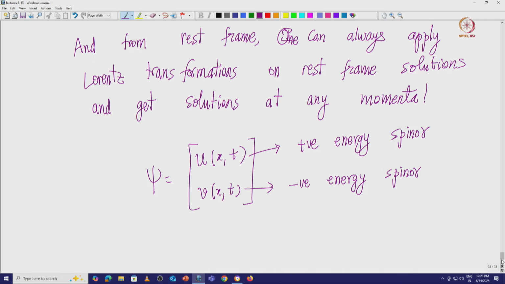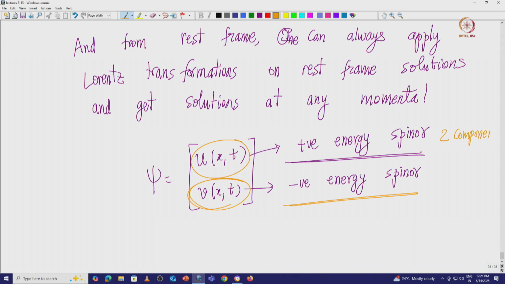The smallest spinor you can have is in dimension 2. The upper two components have positive energy, so I call them the positive energy spinor, the U spinor. The lower two components have negative energy, so they are called the V spinor. So U spinors of the Dirac equation are positive energy spinors, V the negative energy spinors. Now U contains two components only, and this is also two components.